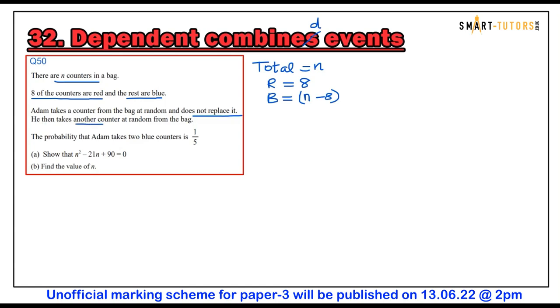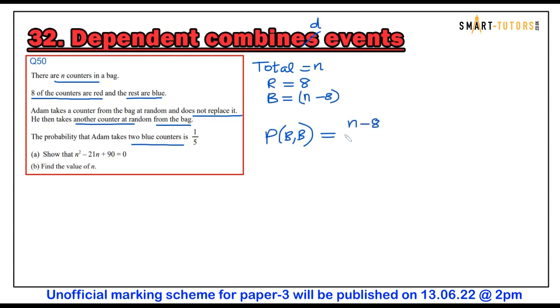He then takes another counter from the bag. The probability of Adam taking 2 blue counters means the probability of blue, then another blue. For the first blue, you need to find out how many blues there are.